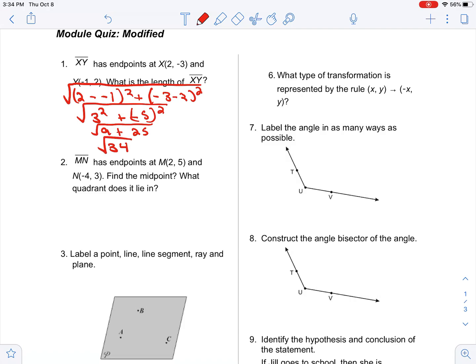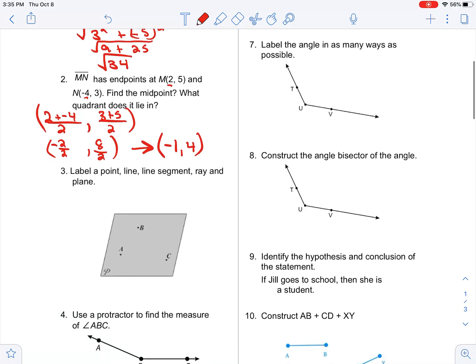If we want to find the midpoint, we're going to add our x values together and divide by 2. So 2 plus -4, divide by 2. That's my x value. Add my y values together, 3 plus 5, divide by 2. So that's -2, divide by 2, and then 8, divide by 2. So my ordered pair would be -1 and 4.